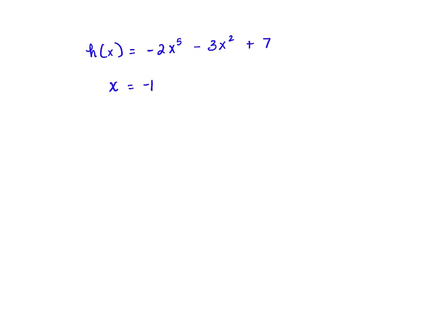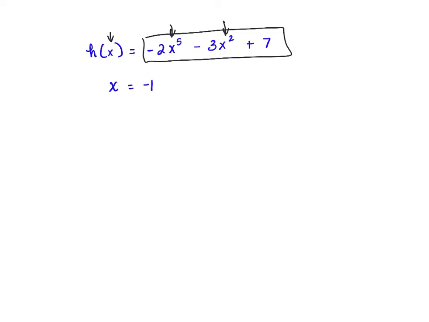H of x, this time we want our x to be negative 1. H is just the name of this stuff. The x is saying what variable is in it. Okay, if I had to use the variable w, it'd be the h of w. If I use the variable k, it'd be the h of k, and I'd have k's in my equation.